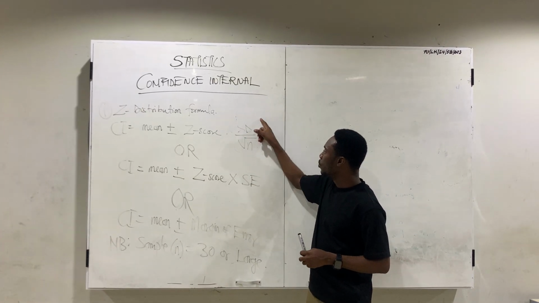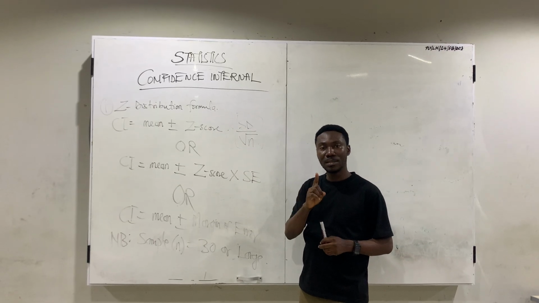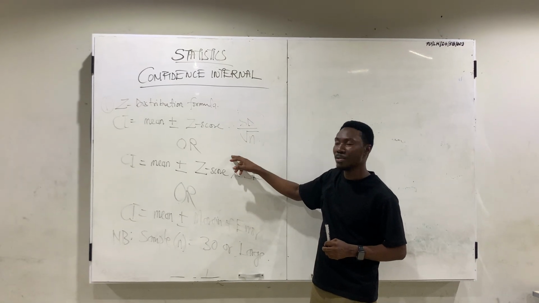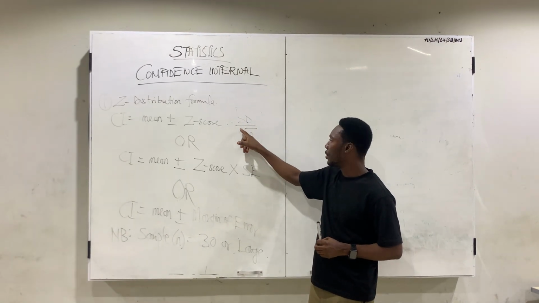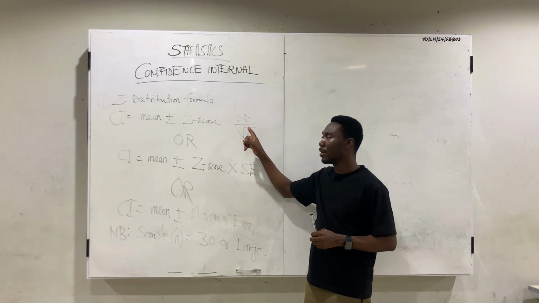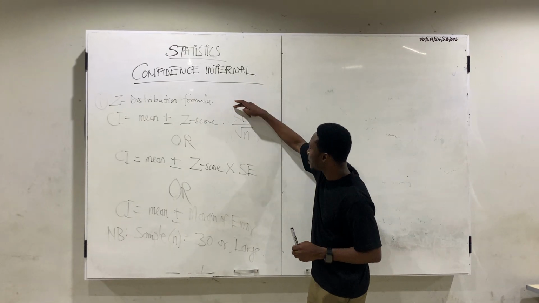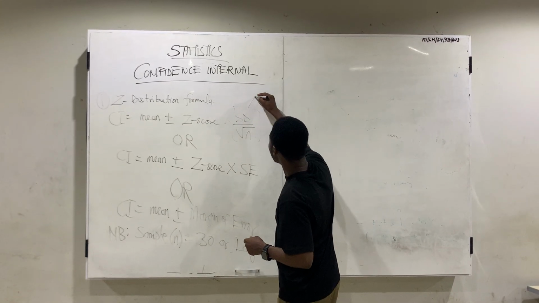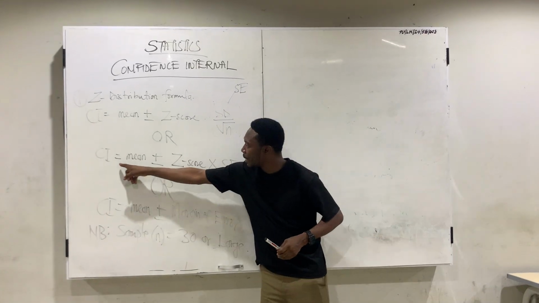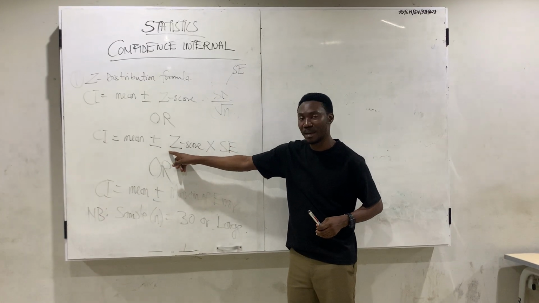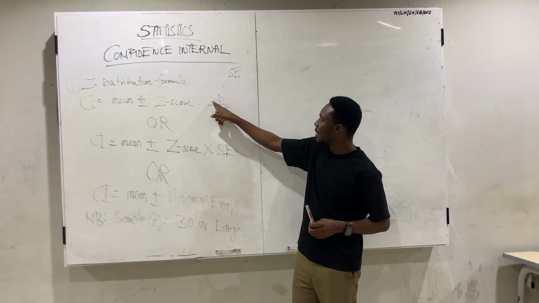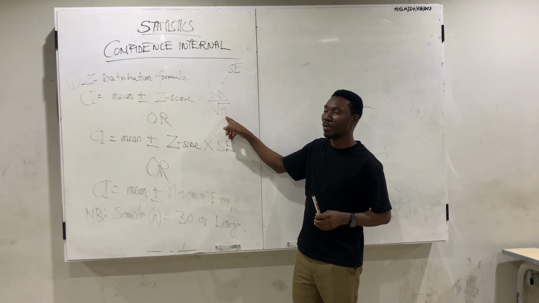Now, it's important that you know what each part of the formula represents, because in a test, we can ask you to just calculate for the standard error. So the standard error is equal to standard deviation all over square root of n. So this part of the formula, we call it standard error, SE. Is that okay? So that is why if you check the second formula, CI is equal to mean plus or minus Z score multiplied by SE. This SE is the same as standard deviation all over square root of n.